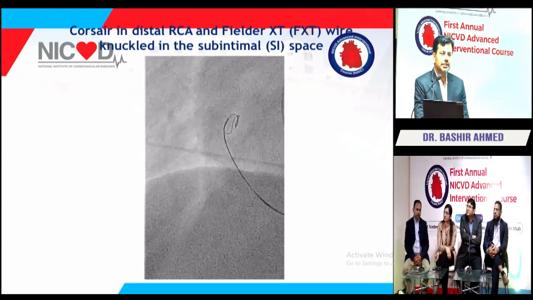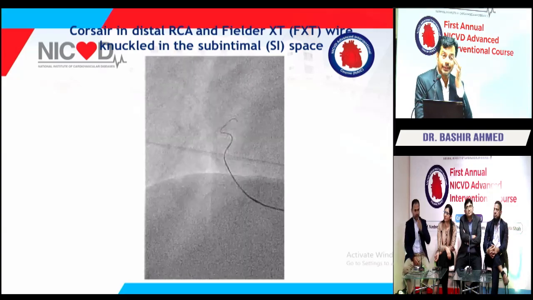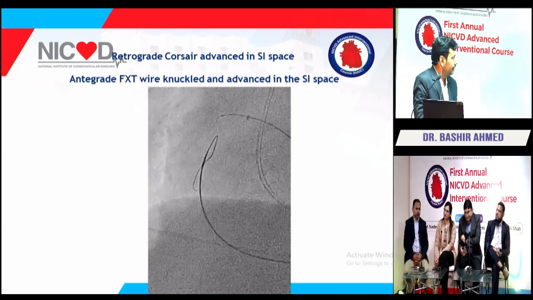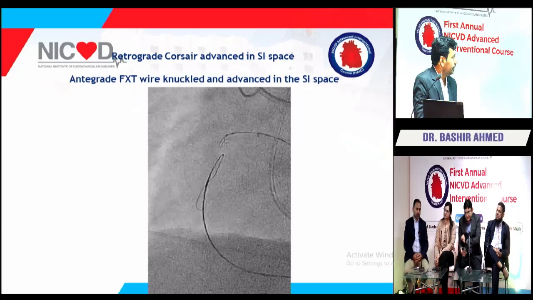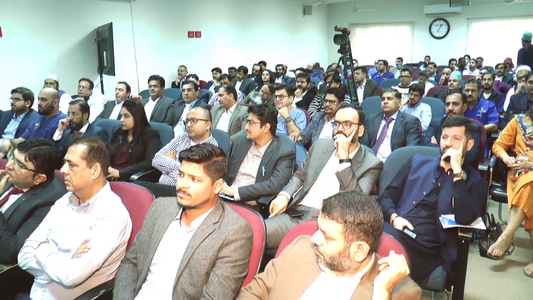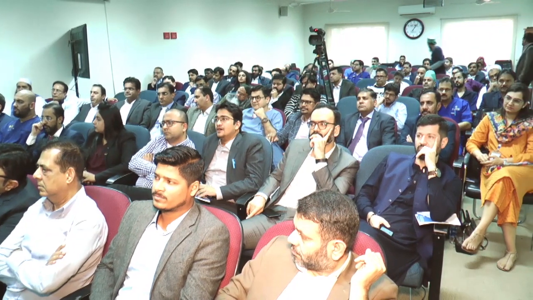What's CART and reverse CART? CART is the abbreviation for controlled antegrade and retrograde subintimal tracking. Then the other step was to go antegrade, pass the wire into the subintimal space, pass the balloon and balloon it. So this case is all about CART and reverse CART.